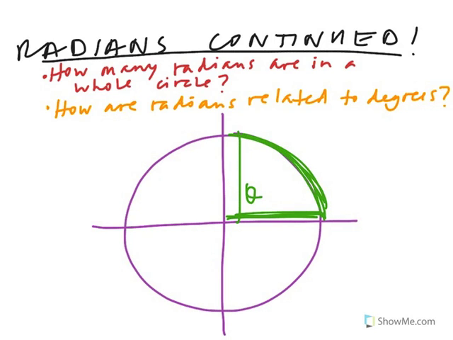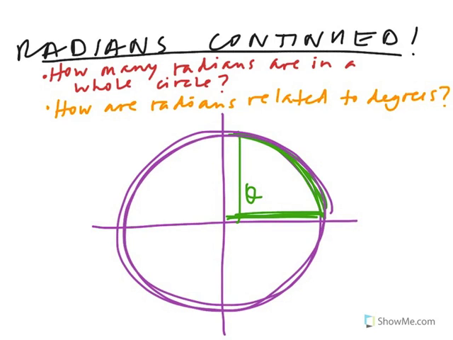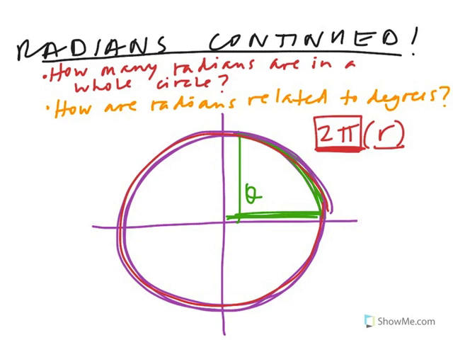Alright, so if we want to know how many radius lengths are in the whole circumference, how could we figure that out? Well, what is the circumference of a circle? We know that it's 2 pi times whatever the radius is. But wait, what did we just say? We said that the whole distance around is just the radius 2 pi times. Well, how many times is 2 pi?